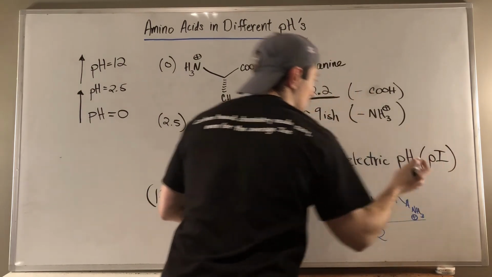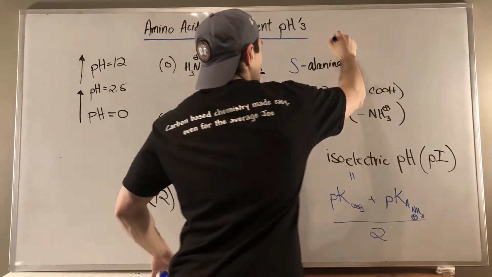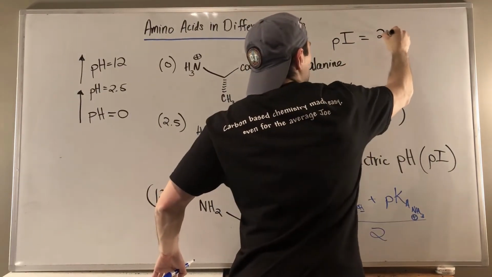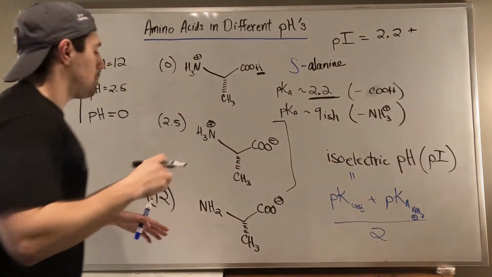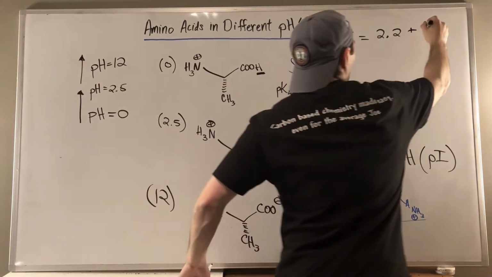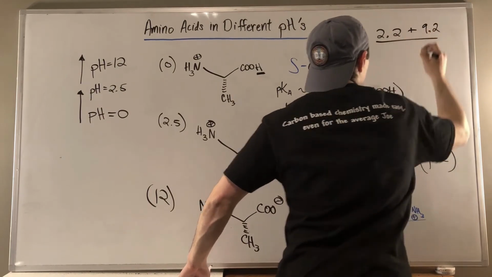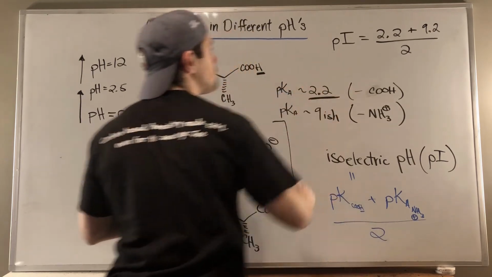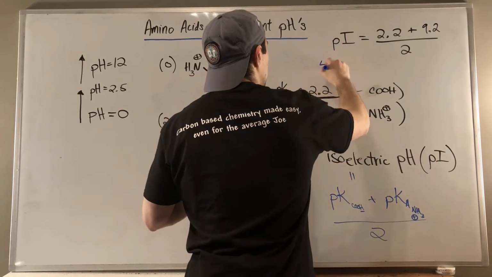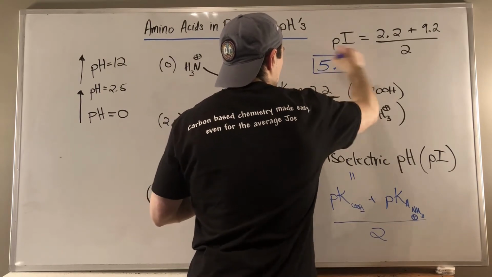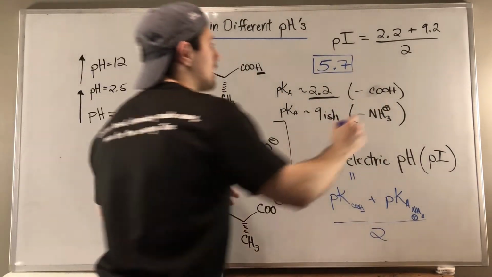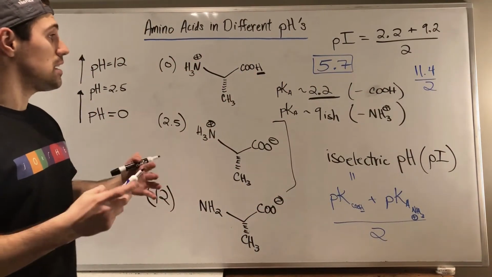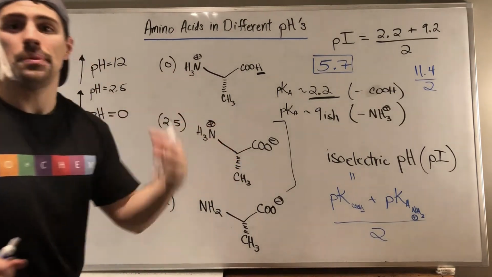Let's say for alanine, the pKa for the carboxylic acid is 2.2. Let's say the pKa for the amino group is 9.2, just to make it easy math. Then your isoelectric pH would be 11.4 divided by 2, which is 5.7. Hope I did that math right. So if you need to find the isoelectric pH, that's how you do it.